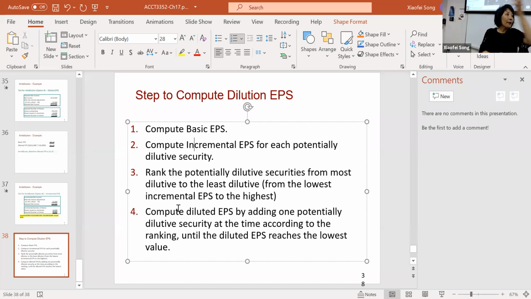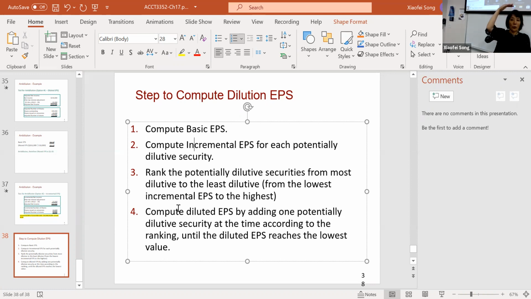If it's dilutive, that should be less. Now, you add number 2. So you see, as you keep adding, your earning per share is already less than basic earning per share, right? And you keep adding. Each time you add, the diluted earning per share will change. It could go down, it could go up. As soon as it stops going down, you stop. That means all the rest are anti-dilutive. So that's how you go.